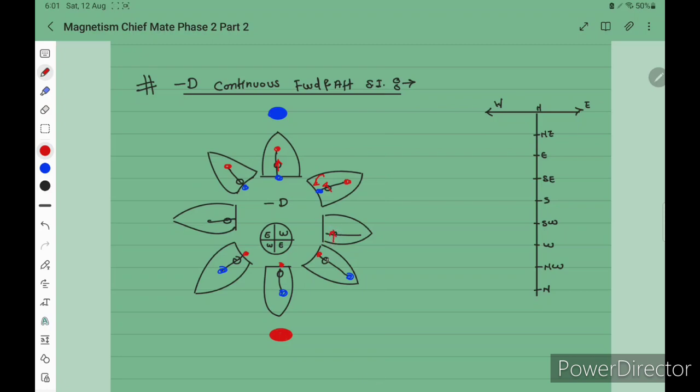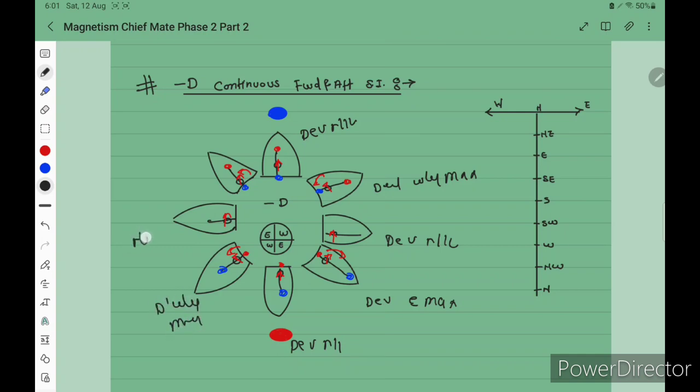Here it will not, here it will repel to easterly, here in line, here it will repel, repel, okay. So deviation nil, deviation westerly maximum, deviation nil, deviation easterly maximum, deviation nil, deviation westerly maximum, no deviation, deviation easterly maximum.